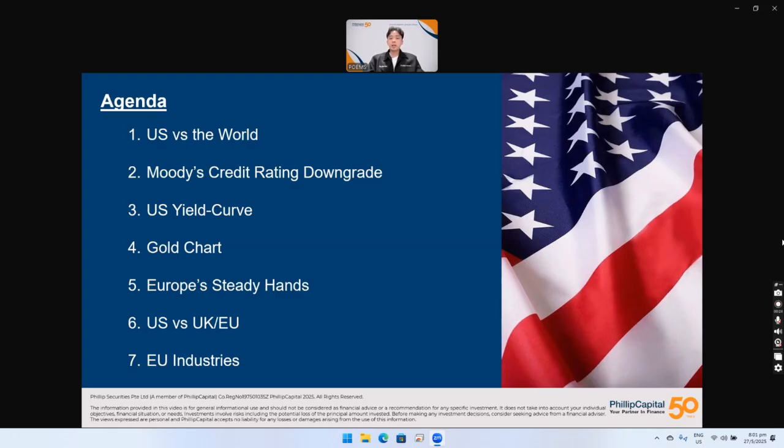So the agenda for today, I'll be touching half on the US, maybe the early half, and then I'll be going through Moody's credit rating downgrade as well. I'll talk about the yield curve, show you guys how the yield curve will affect the future navigation of the investment, followed by the gold chart, and then I'll talk about Europe, their economy, and the different industries that investors are looking at right now.